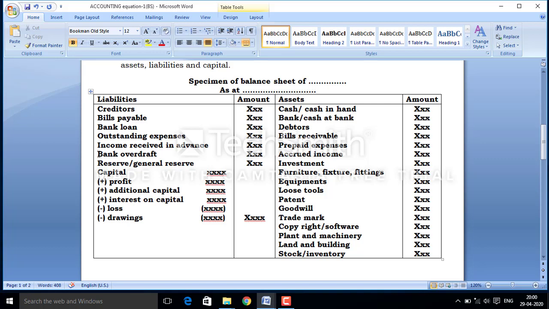Okay. Now reserve fund or general reserve. Next is reserve fund or general reserve. So it is also a kind of liability. It is the part of the profit which is kept by the business enterprise in the business for future.